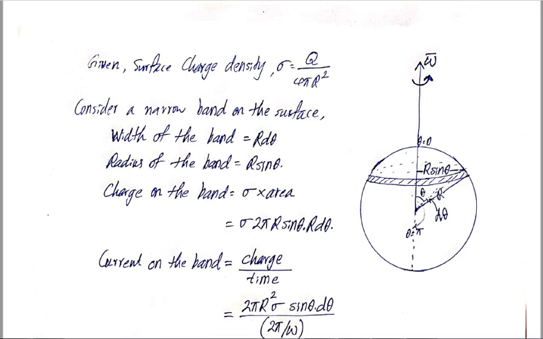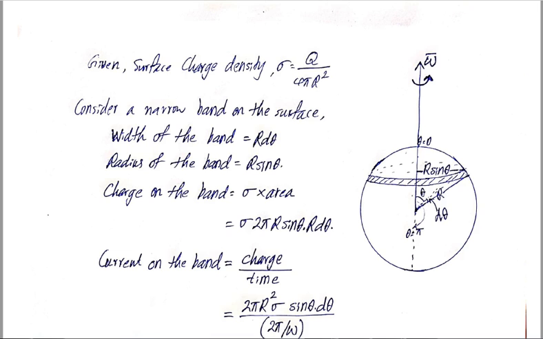So we have to find the current. For that, first we calculate the charge on the band. Charge will be equal to surface charge density into area. That is sigma into area of the band, which is equal to circumference into width. That is 2 pi r, where r becomes r sin theta here, so 2 pi r sin theta into width, which is r d theta. The current on the band will be equal to this charge divided by time. The charge is sigma 2 pi r sin theta into r d theta, therefore r into r, which is r square. So 2 pi r square sigma sin theta d theta divided by time.